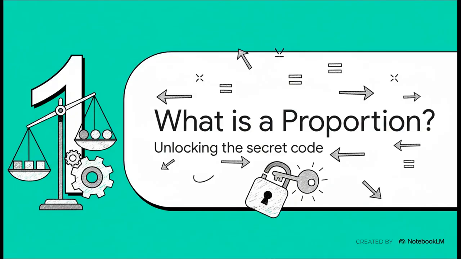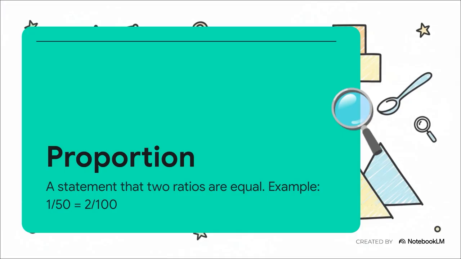So that fairness rule that you just used, well, it has a proper name, proportion. It's just the maths way of saying, hey, let's keep things balanced and fair. So come on, let's unlock this secret code together. In simple terms, a proportion is just a statement that two ratios, or you can think of them as two fractions, are equal. Look at our apple example. The ratio of 1 kg to 50 is exactly the same. It's perfectly balanced with the ratio of 2 kgs to 100 rupees.